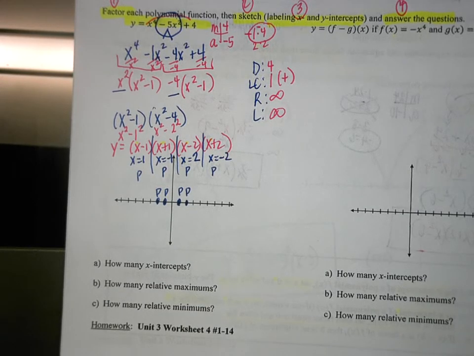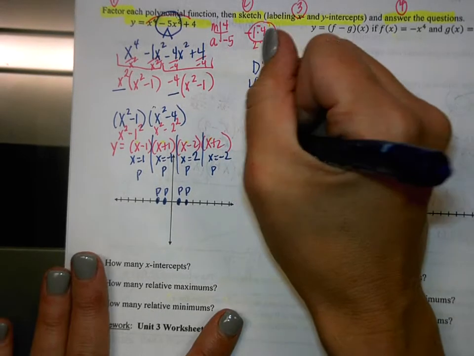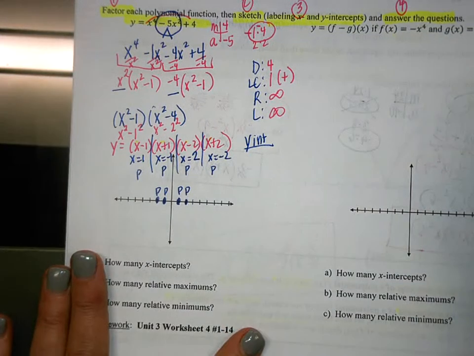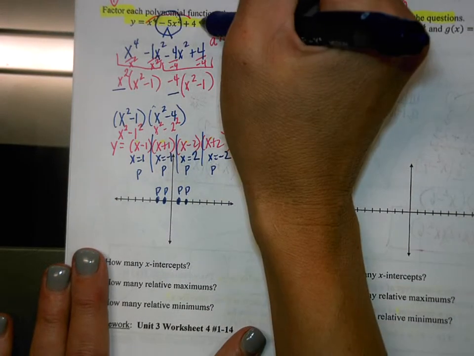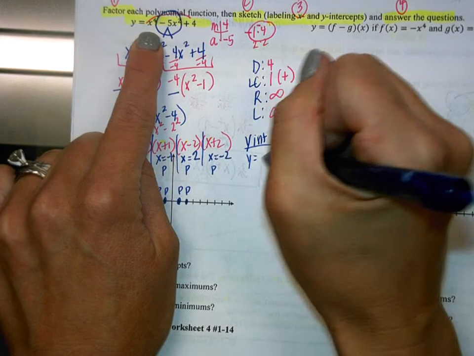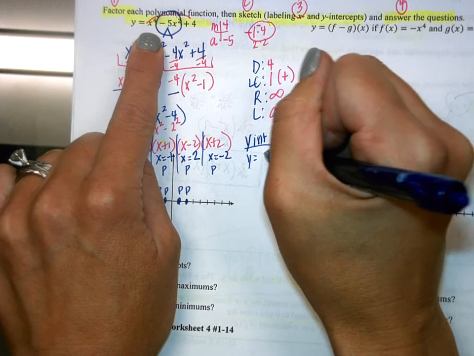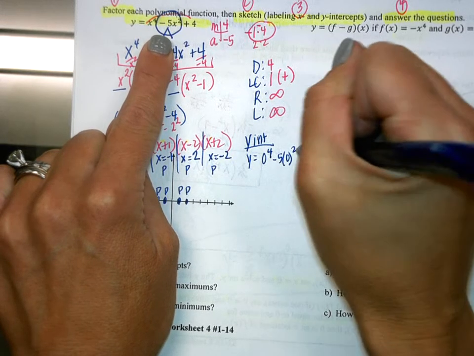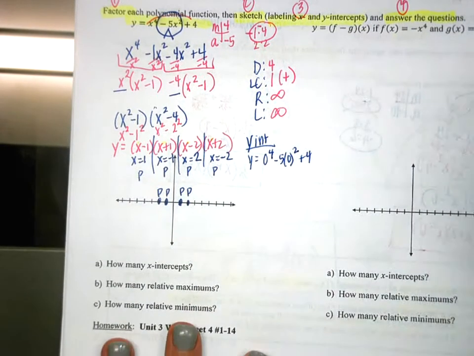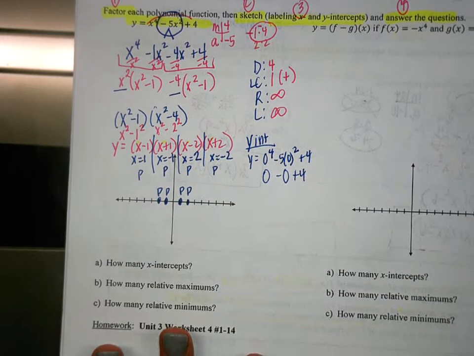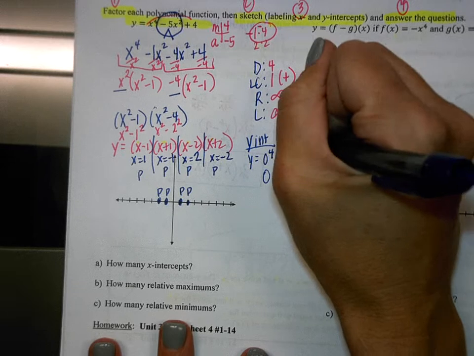No y-intercept. Okay, I have to find the y-intercept. We need to know the specific y-intercept. The easiest way to find the y-intercept is when it's written in standard form. Because when it's written in standard form, we're plugging in 0 for x, so y equals 0 to the 4th power, minus 5 times 0 squared, plus 4. Well, 0 minus 0 plus 4 gives me what? 4. So my y-intercept is (0, 4).